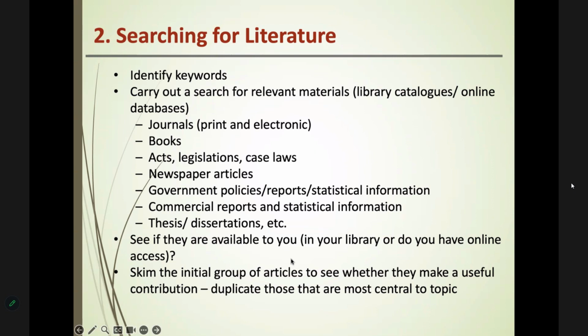And also see whether they are available to you, right? Whether you have the online access, right? And skim the initial group of articles to see whether they make a useful contribution. Keep those that are most central to your topic. So you first have to see whether these articles are really relevant and supporting your research, and then you can find out what is your primary article and what is your secondary article.